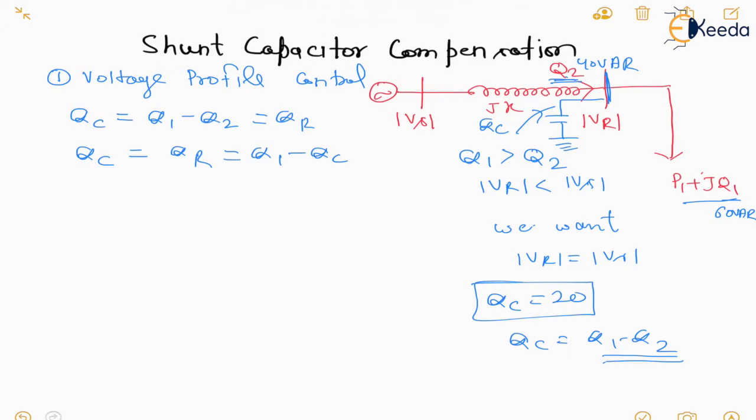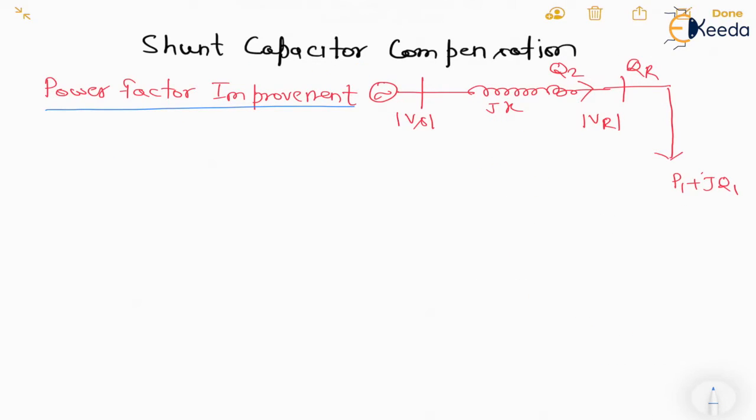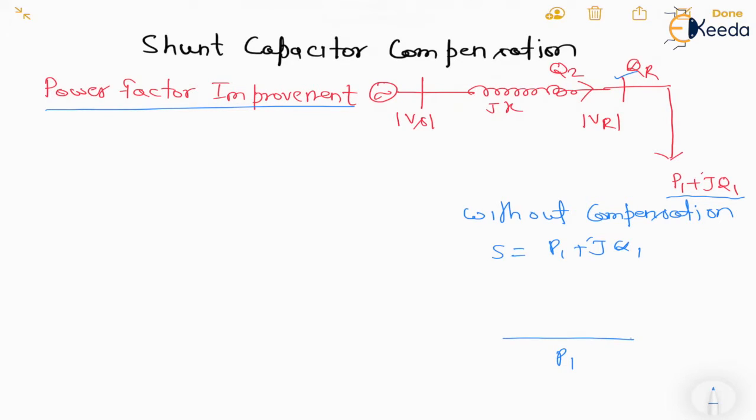So now we are going to see power factor improvement: how a shunt capacitor improves the power factor. Let us assume we have one power system without compensation. To calculate the power factor, sit on this bus and look at the other side. So S is equal to P1 plus jQ1, meaning this will be P1 plus jQ1, and this angle will be phi 1, the power factor angle.